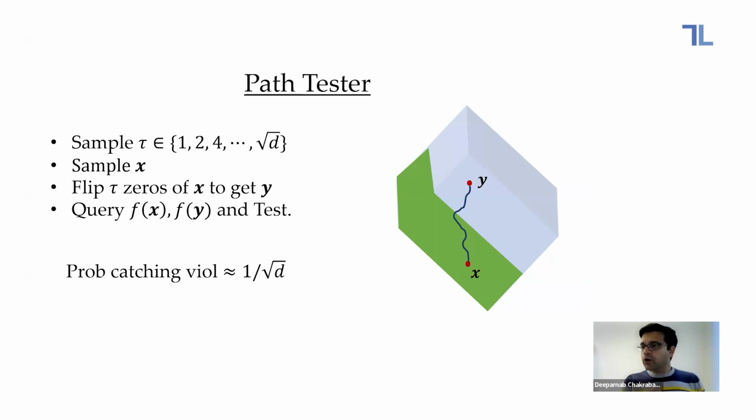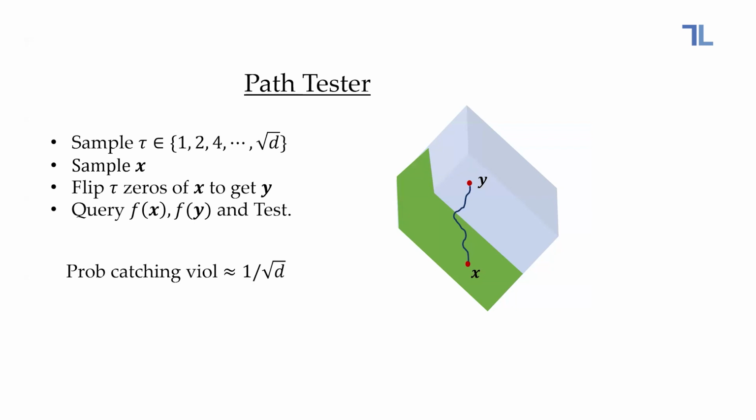But if I choose tau to be 1, which happens with probability 1 over log d, then it's basically the edge tester, right? Because I'm going to choose an X and a random neighbor. And if there are lots of edges, then you will catch it. Maybe there's a log d hit. I see. Does that make sense?